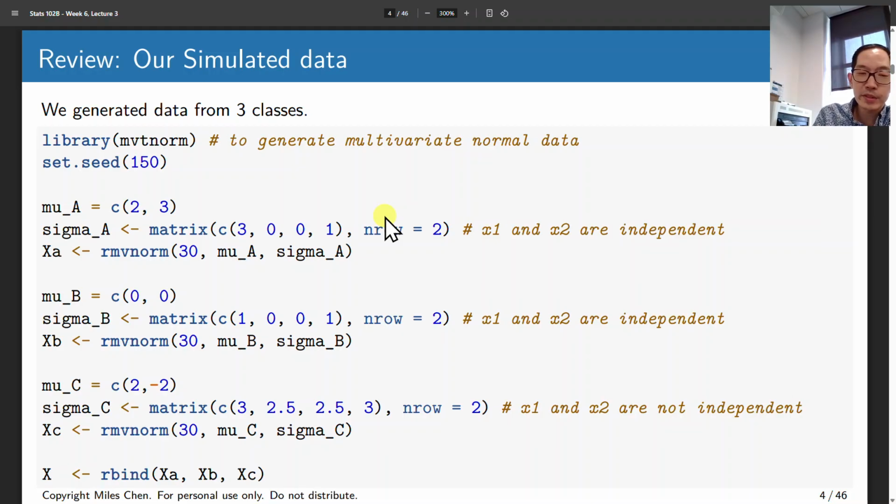We ran this example where our data is a mixture coming from 3 multivariate normal distributions. Class A is centered at 2, 3 and has this sigma matrix. Class B is centered at 0, 0 and has this sigma matrix. And class C is centered at 2, negative 2 and has this sigma matrix.